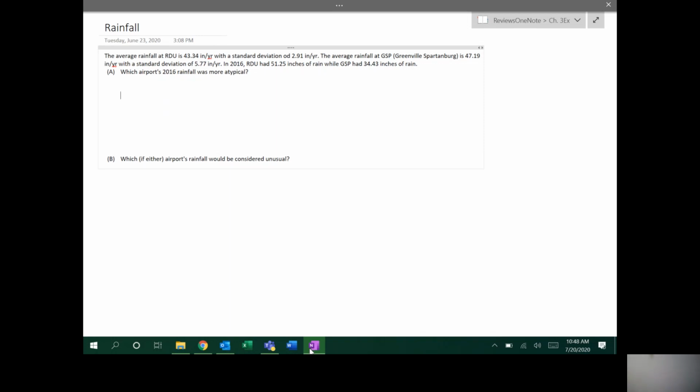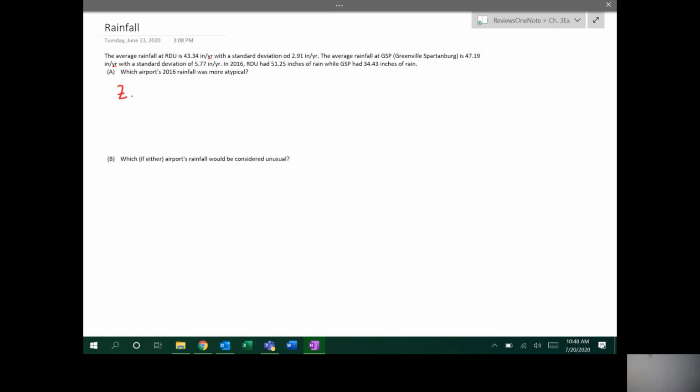So it asked me which rainfall is more atypical. Sometimes they might ask you, which person is taller, which person is lighter, or all kinds of words they could use, but here the word is atypical, so I need to calculate z-scores for both places.